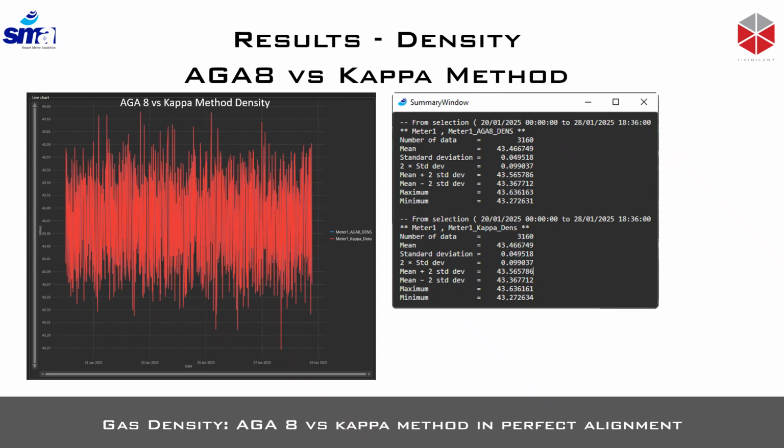From there, we then calculate the density. We calculate the density using AGA8, and then we also calculate the density using the kappa method. Based on these two calculations, you can also see that the two data are in perfect alignment. It actually gives the exact same result between the AGA8 density and the kappa density.